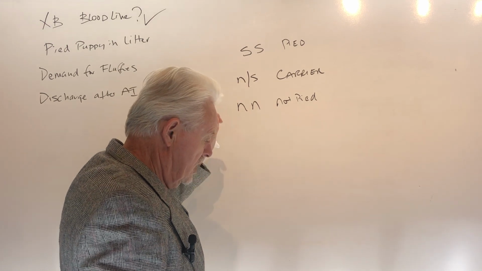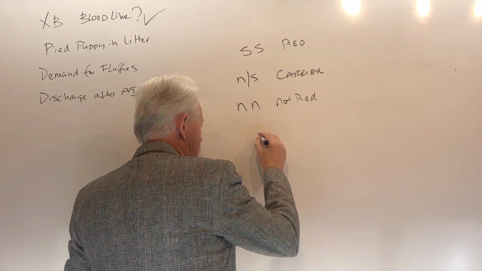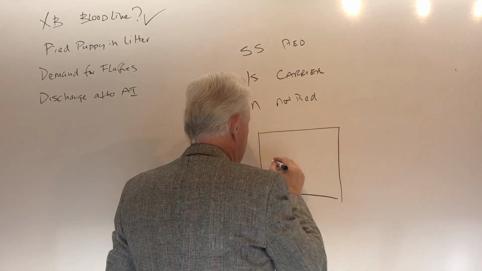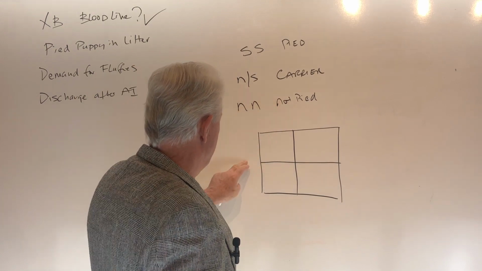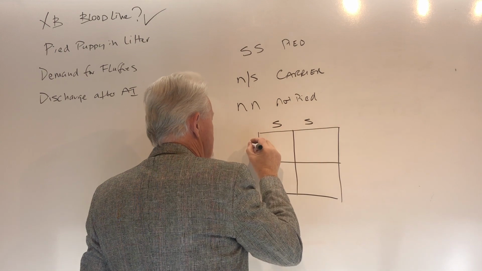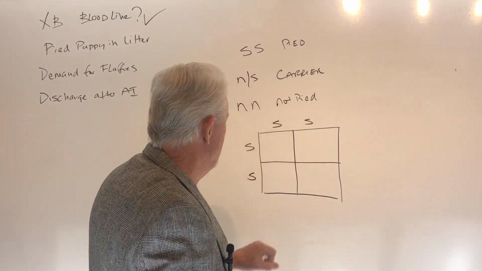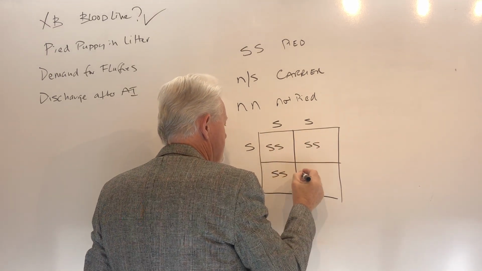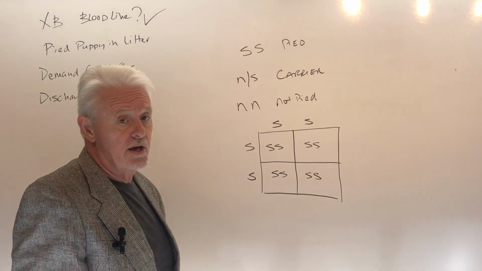Okay, so let's look at a Punnett square for these possibilities. So here's our Punnett square. You put 1 parent on the top, 1 parent on the bottom. Let's start off with a Punnett square where both parents are pieds. They both have the pied gene, and they both hand out one of those genes to each puppy they produce. So we end up with an SS, an SS, an SS, and an SS. Guess what? 100% pied dogs. You put a pied dog with a pied dog, you get pied dogs every time.